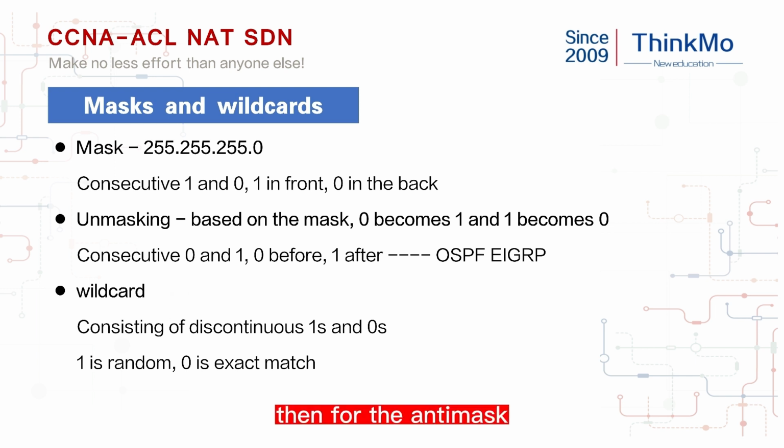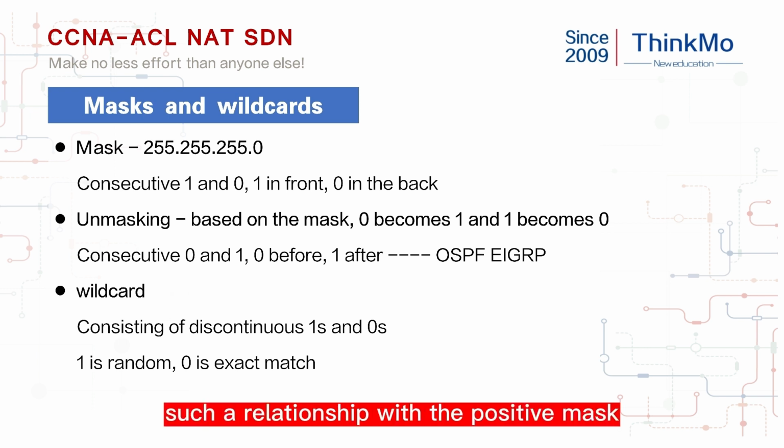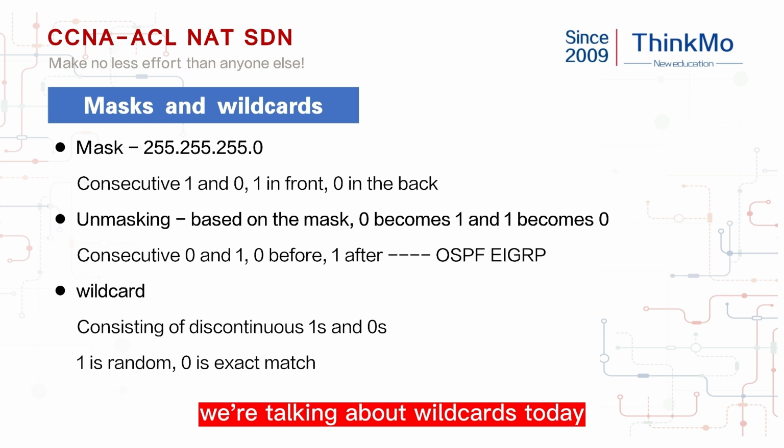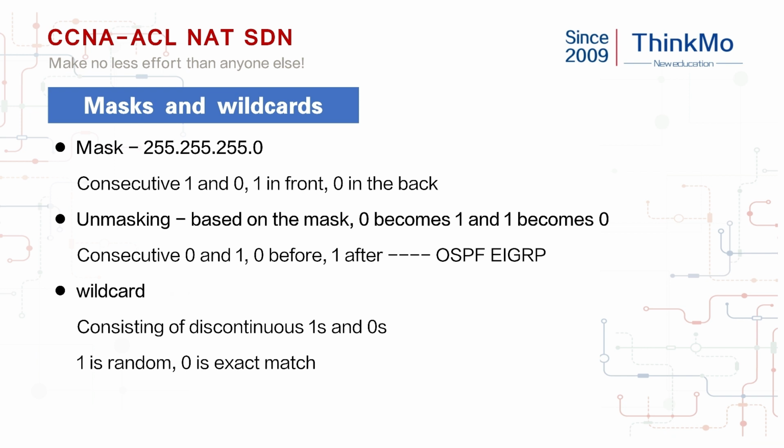Then, the anti-mask actually has such a relationship with the positive mask: exactly the opposite. So what will use the anti-mask? Just like OSPF and EIGRP, all use anti-masks. We're talking about wildcards today. Wildcards are the only place we will touch this concept in ACL at the NA phase. We call it the jump mask.